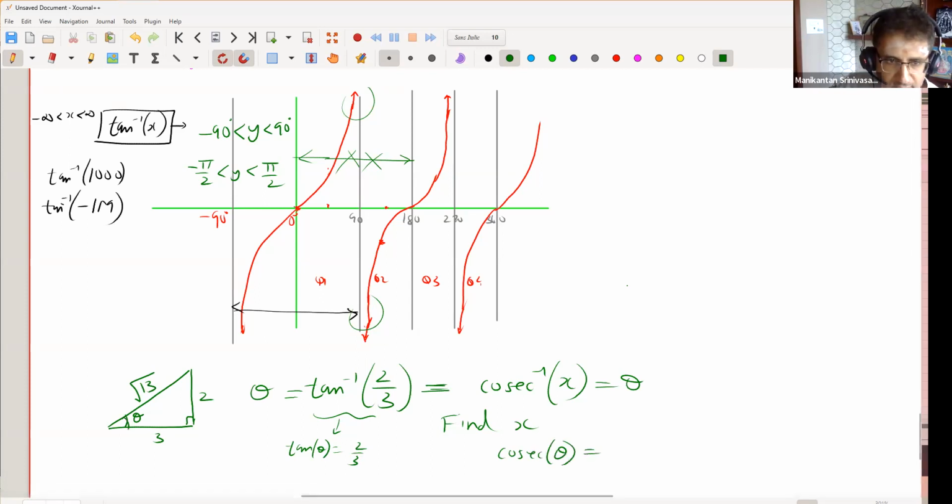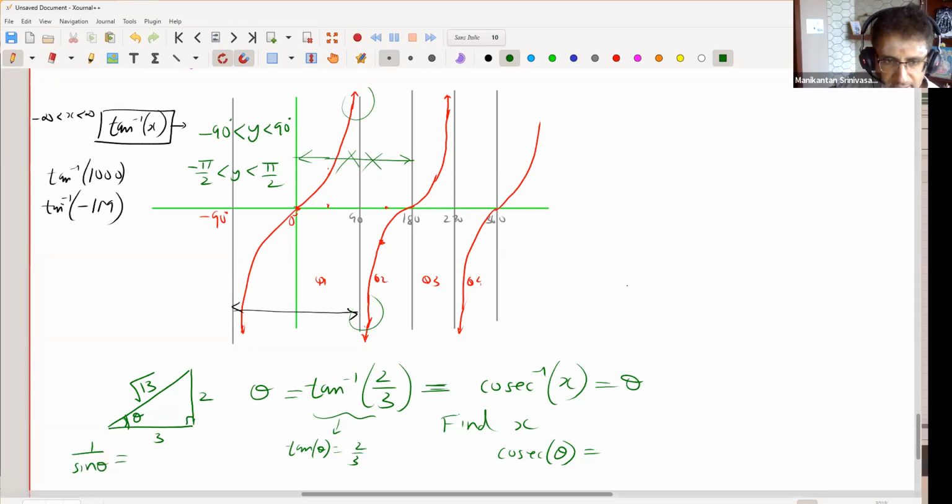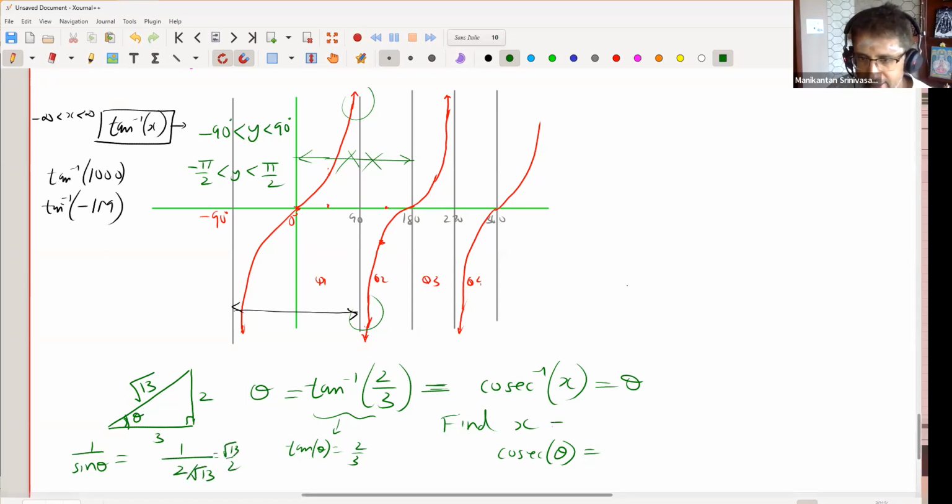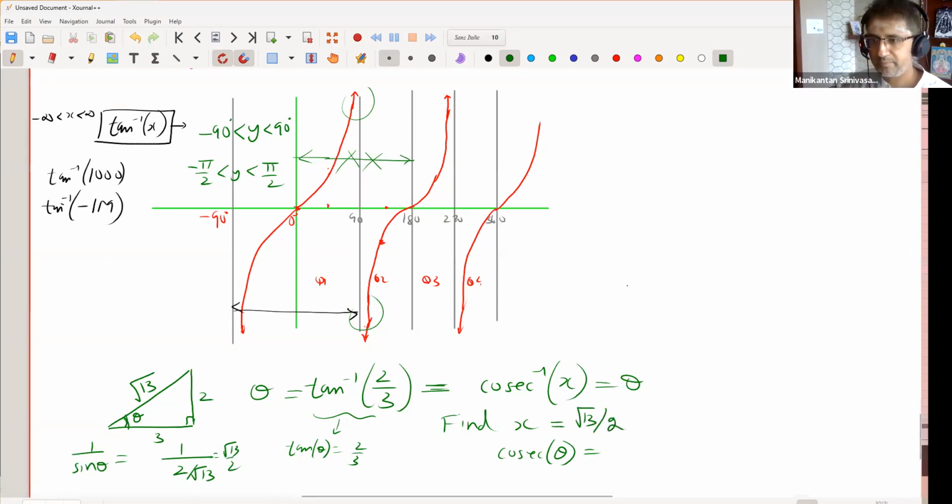So cosec theta is the reciprocal of sine, 1 upon sine theta is cosec theta. And sine theta is opposite upon hypotenuse, so 2 by root 13. So cosec theta is root 13 by 2. So that's my x. So my x is root 13 by 2. Does it make sense? Yeah. So given any tan inverse, I can convert it to some other inverse.